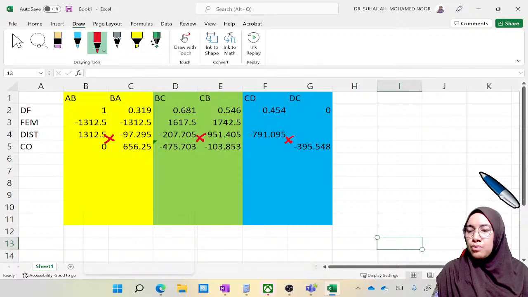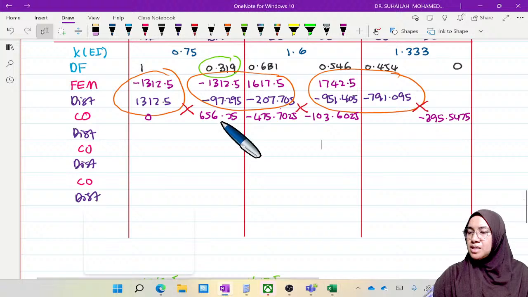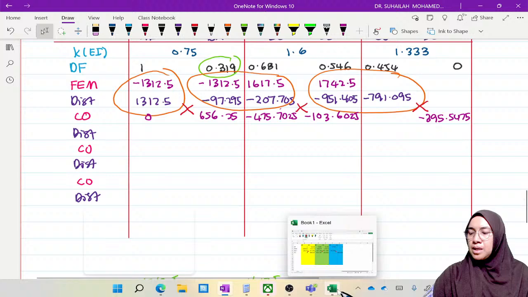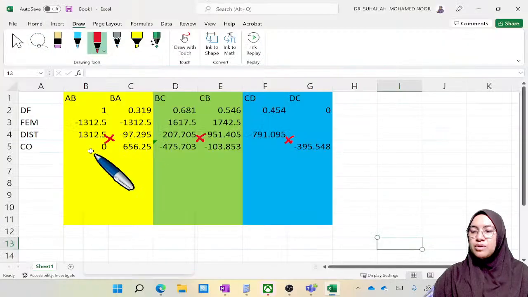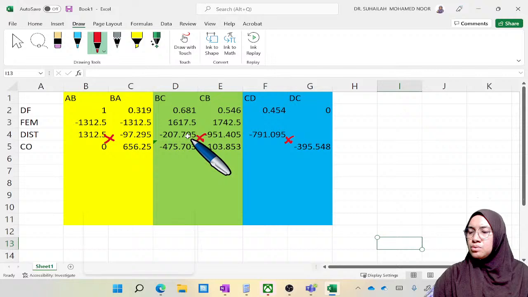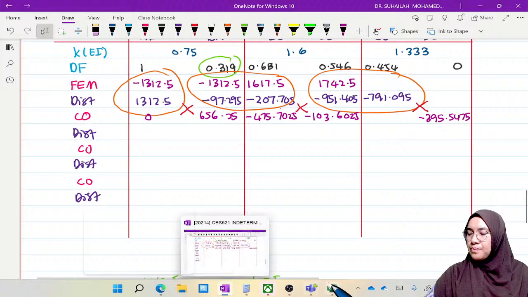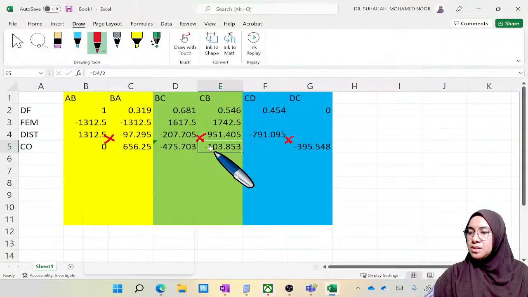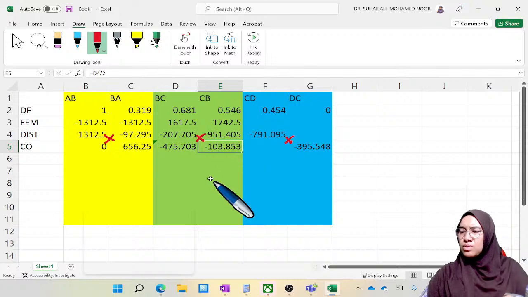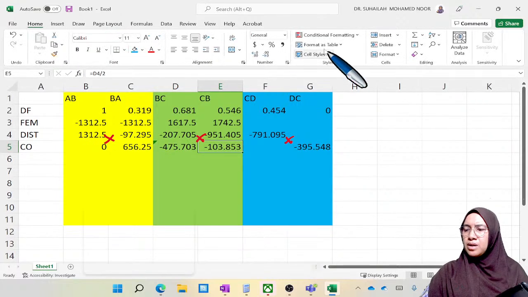Okay, so 1312.5 divided by 2 is 656.25. 656.25 we get here. Okay, and then 97.295 we get 0 because of the factor. And then 207.705, we divide by 2, we get 103.853. Okay, we check back.